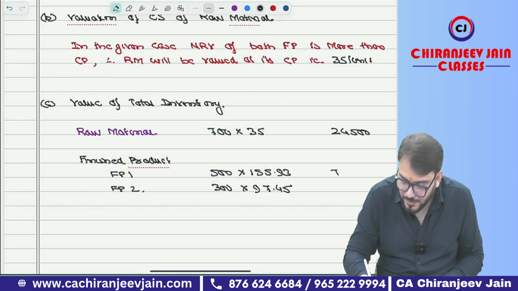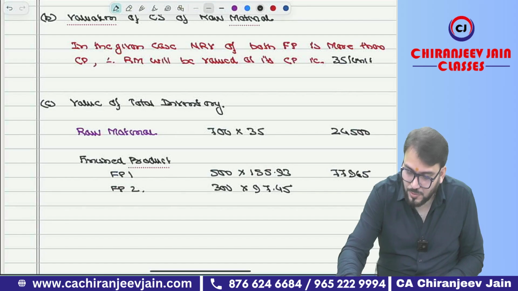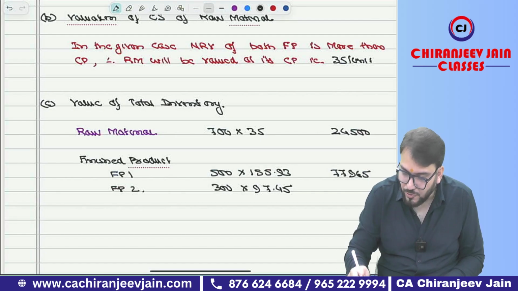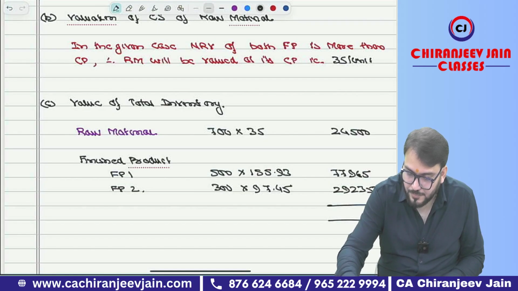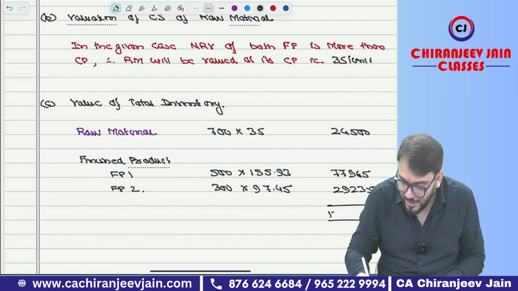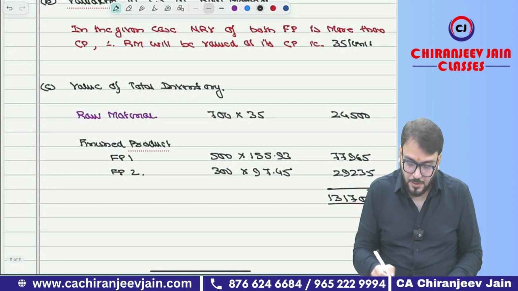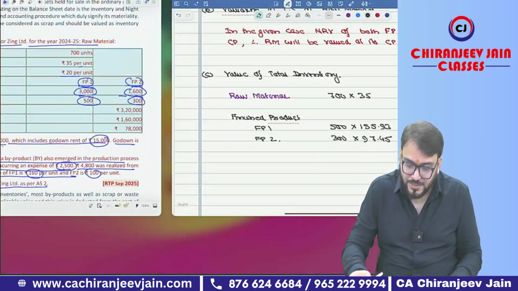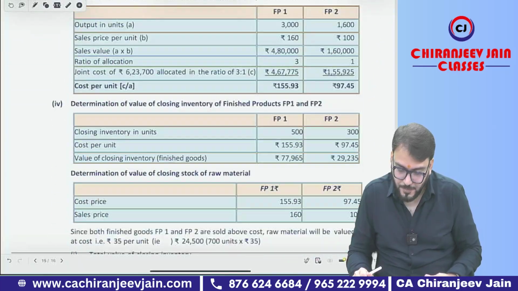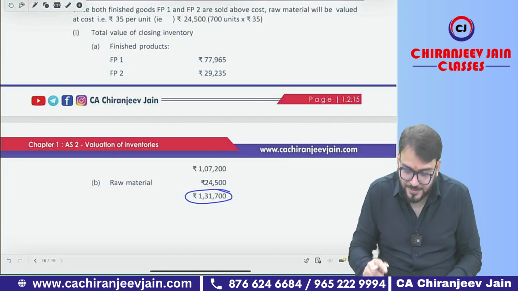So 500 into 155.93 is equal to what? That is 77,965. And 300 into 97.45 is equal to 29,235. Total is what? That is 1,31,700. This is the total. Done. Got this point? This type of questions are very, very important from examination point of view. Okay, sir. You can see the answer. It is 1,31,700. Exactly the same.